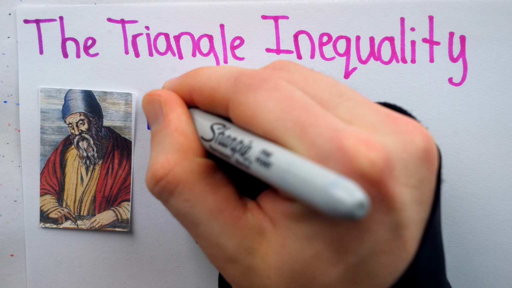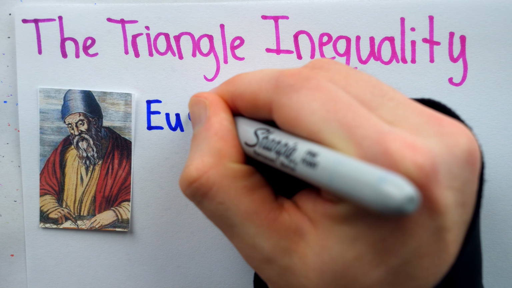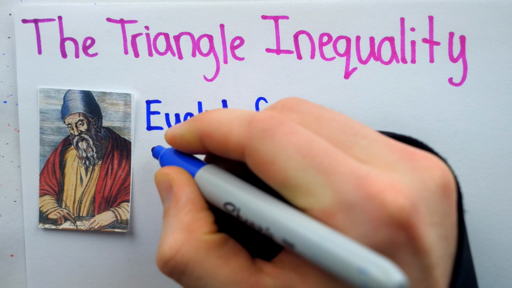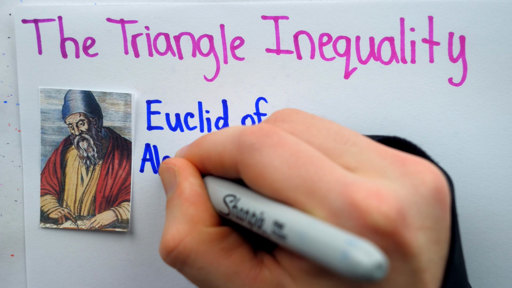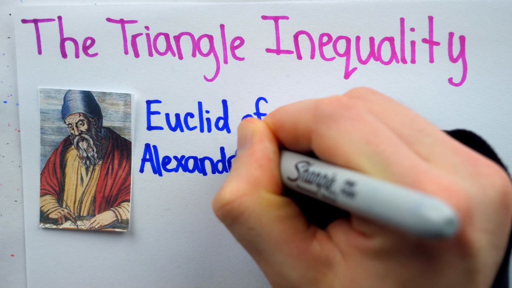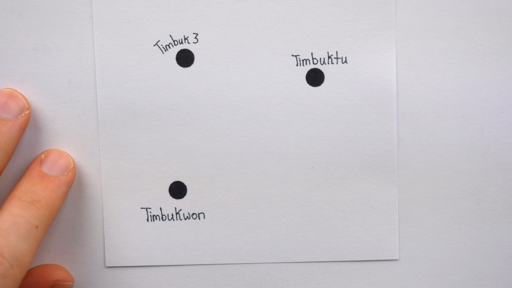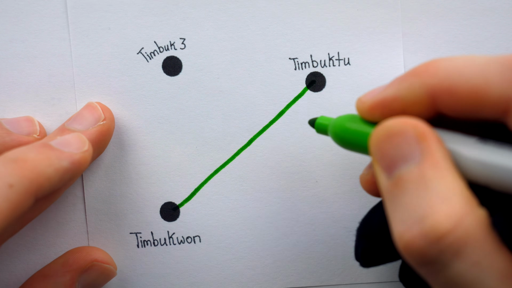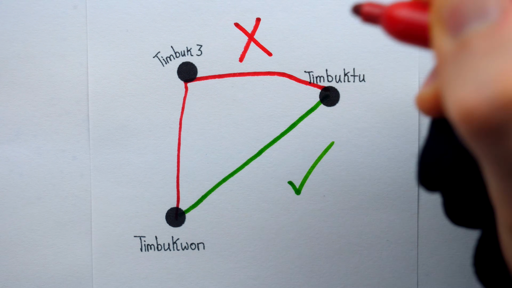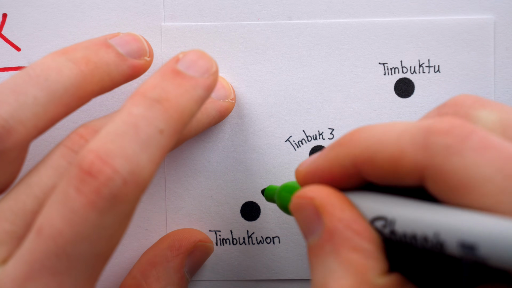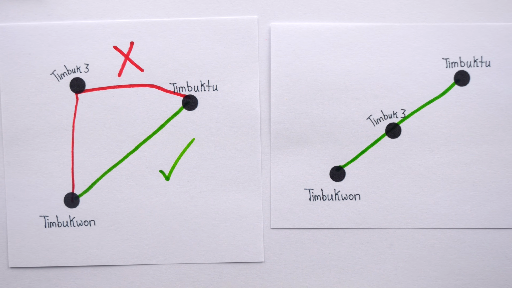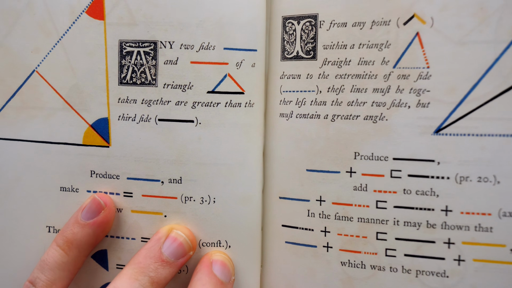Long after the Arkadiko Bridge was built, another bridge was being erected in Greece between geometry and rigor by Euclid of Alexandria. And this is a guy who knew the shortest distance between 2 points is a straight line. In order to get from Timbuk 1 to Timbuk 2 as fast as possible, it makes no sense to stop at Timbuk 3, except in the case where Timbuk 3 is on the way. And that's basically the triangle inequality. Proposition 20 from Euclid's Elements.